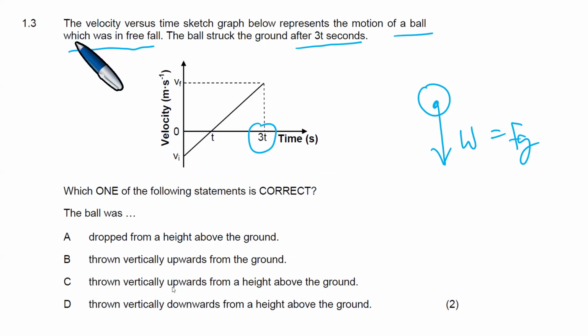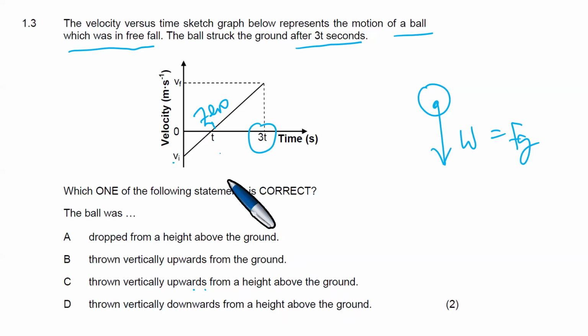Noah thinks it's C. The ball was thrown vertically upwards from the ground. In C, thrown vertically upwards from a height above the ground. Thrown vertically downwards from a height above the ground. What exactly happened? The velocity became zero here. So Noah thinks it was thrown vertically upwards. It had an initial velocity, but its velocity became zero.